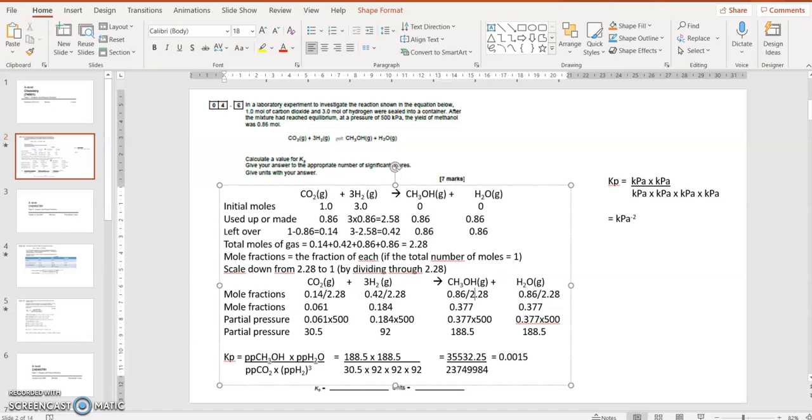What are its units? Well, its units, like Kc and Ka, change. We need to work them out. So Kp, what have I got? I've got a partial pressure of methanol times the partial pressure of water. I've got 2 partial pressures on top. Pressures are measured in kilopascal. Kilopascal times kilopascal. And on the bottom, I've got 3 pressures: partial pressure of CO2, partial pressure of H2 times partial pressure of H2 times partial pressure of H2. I've got 4 kilopascals on the bottom. Cancel top and bottom, end up with 2 kilopascals on the bottom, kilopascal squared on the bottom, or kilopascal to the minus 2.